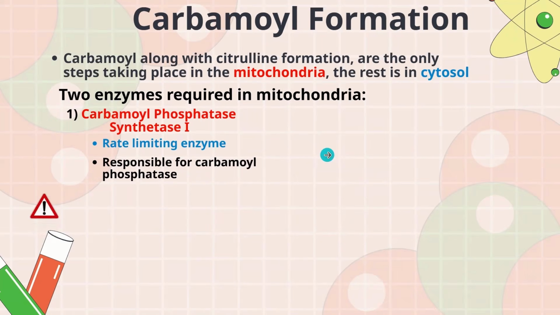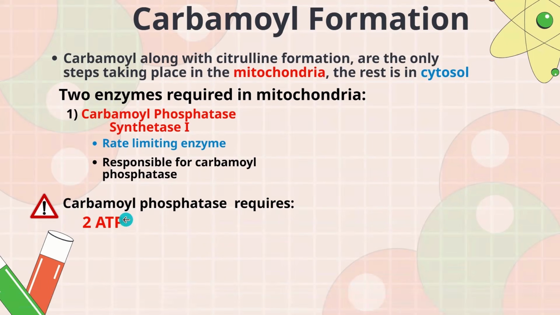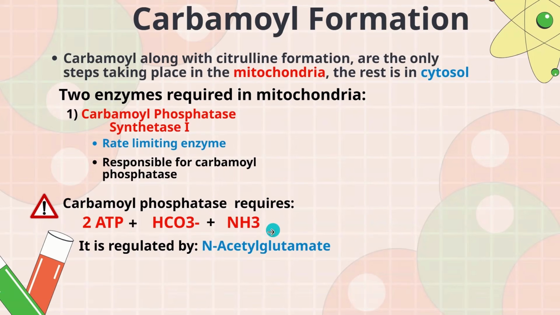Another thing that's really important: carbamoyl phosphate synthetase requires a few things. For starters, it requires 2 ATP. This wasn't mentioned, so remember, it requires 2 ATP. It requires bicarbonate, which makes our CO2, if you guys remember. And apart from bicarbonate, it also requires a third thing, which is ammonia. These are going to eventually make your carbamoyl phosphate through carbamoyl phosphate synthetase. And they are regulated by another compound, N-acetylglutamate. So we have something regulating this step.